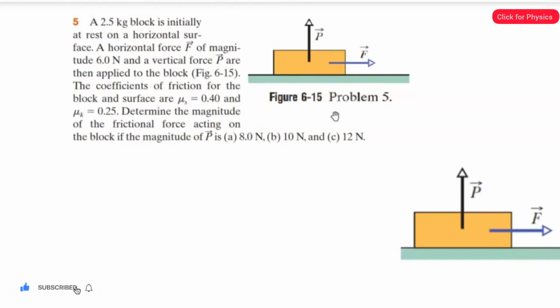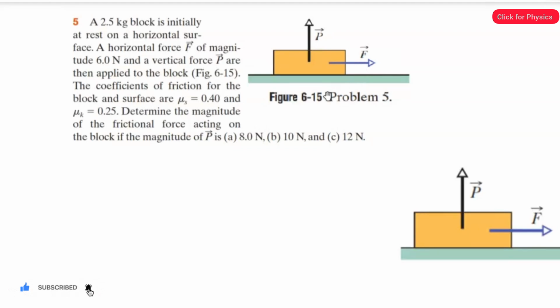So in this question, we have to find the magnitude of the frictional force. For that, first of all, we have to find the maximum static frictional value. If the maximum static frictional value is greater than the applied force, that is our horizontal force, then the object will not move. Suppose the applied force is greater than the maximum static frictional force, then the object will start to move. By that, the static friction is converted to kinetic friction.